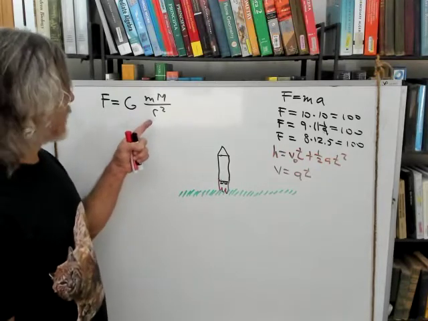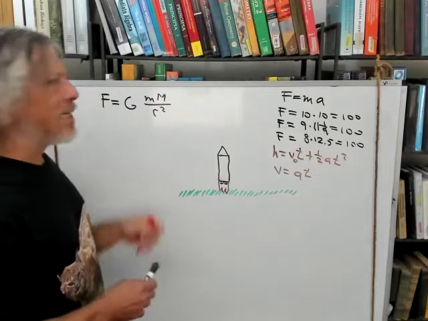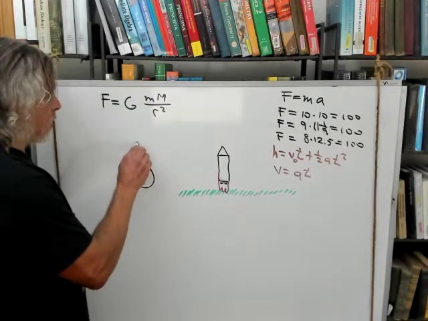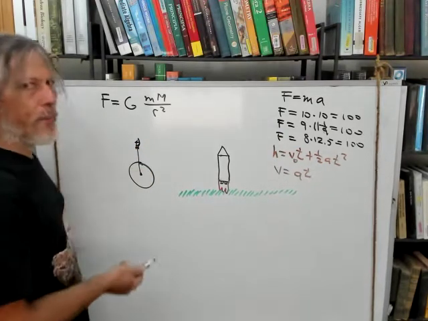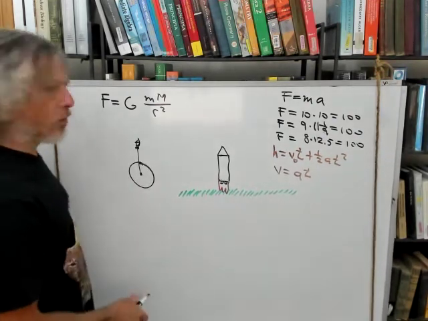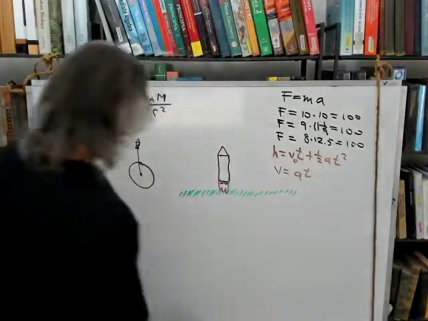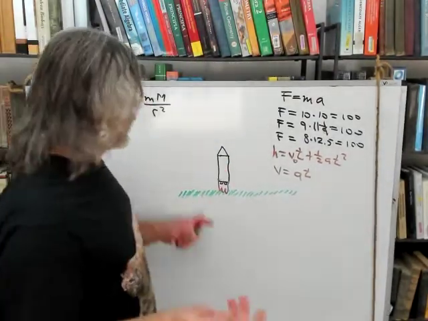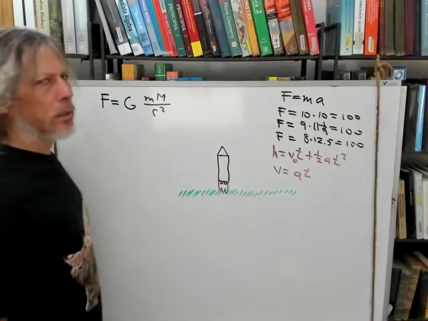And this R is the distance between the center of the rocket and the center of the Earth, the radial distance. So we've got the Earth here and the rocket here. And R would be from the center of this to the center of mass, not the geometric center, but center of mass to center of mass. The radial distance, like the radius of a circle. So as the rocket goes up, the distance between the center of the Earth and the center of the rocket is changing.